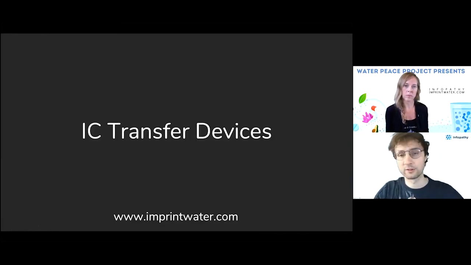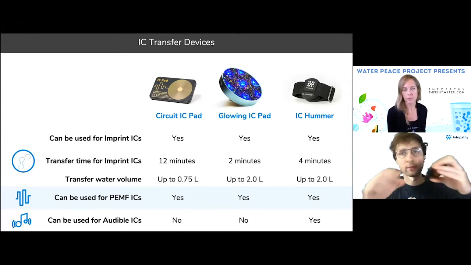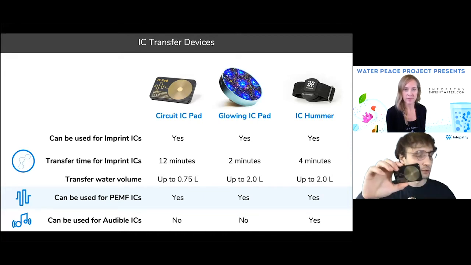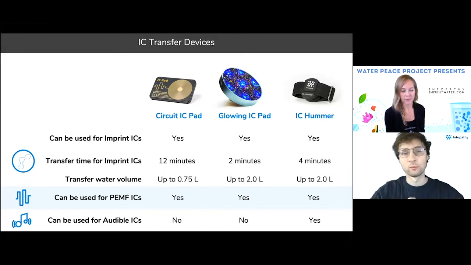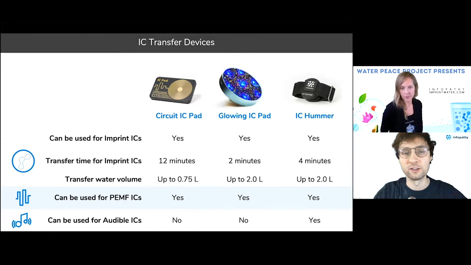And now, to use those infopharmaceuticals, for most of them you would need a transfer device. So far we have three different devices. The simplest one is the Circuit IC Pad. It doesn't even require a battery. I'll show you here. You just plug it into your smartphone or computer with an audio cable, and it will emit the signal. None of the devices store the actual signal on themselves. You use the InfoPathy website as software which comes together with the device.